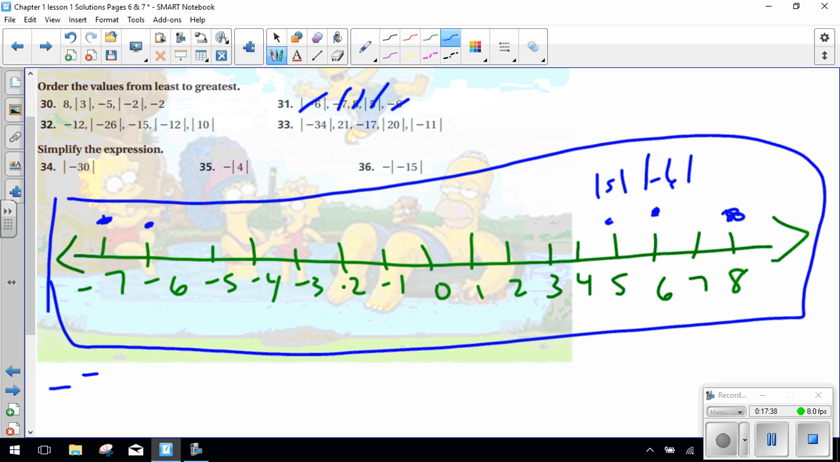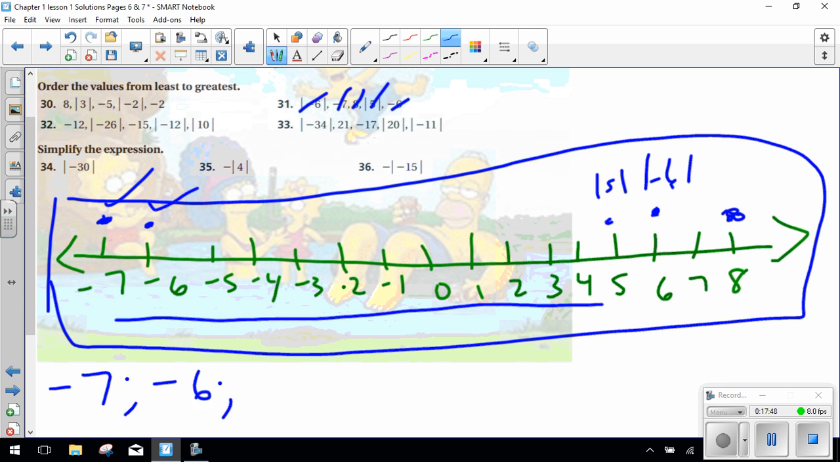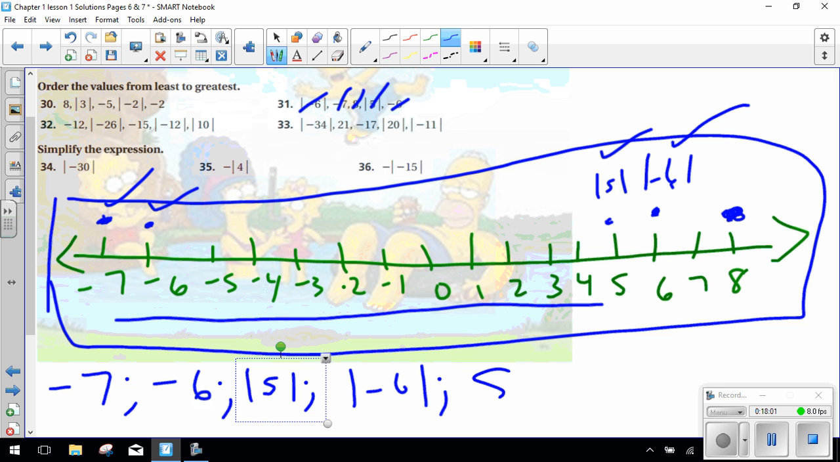So the first number is -7, check. The second number in order from least to greatest is -6. Then I move down the number line, and the next number is absolute value of 5. Okay, check. Next to that is absolute value of -6. Check. And finally, the last number on this list is 8.